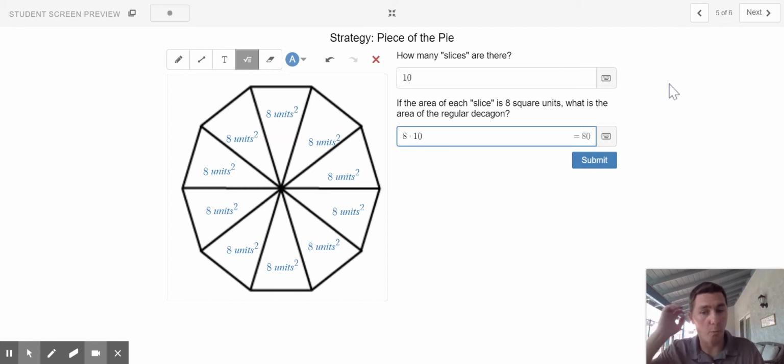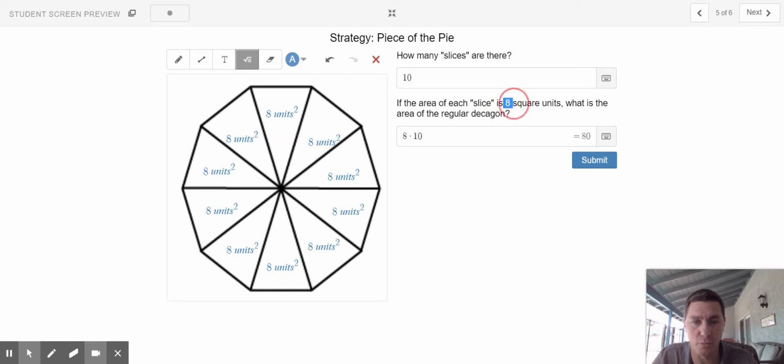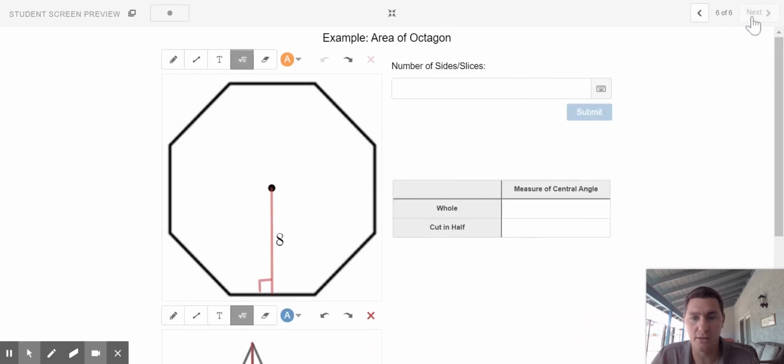All right. Now, where this gets a little bit more complicated is when we go into detail on how to find the area of one triangle. In this case, they told us the 8 square units, but what if we don't know how many square units there are? So let's take a look at this example. Let's suppose that instead of 8 square units, we just know that this red line here, we call this the apothem. What if we know the apothem is 8 units? That's all we know. Okay, well, our strategy is still the same.